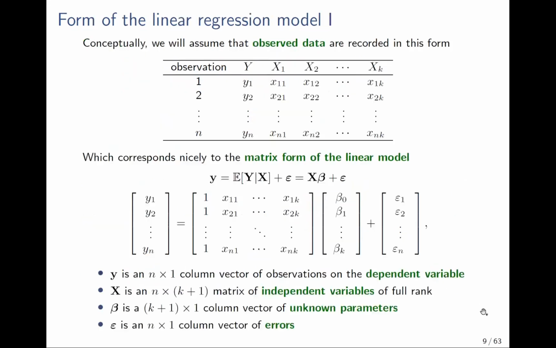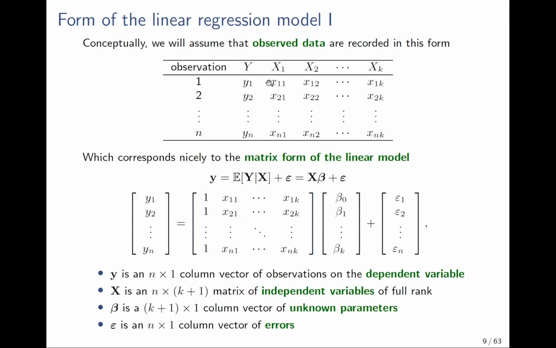Okay, so let's have a look at the form of the multiple linear regression model. Conceptually, the way I want you to visualize this is that our observed data are recorded in this kind of form here, essentially a spreadsheet form. So we have n rows that index our observations. We have n observations in total, and each of the columns of our spreadsheet contains a variable. First y, which is the dependent variable, and then the x's, which are the independent variables.